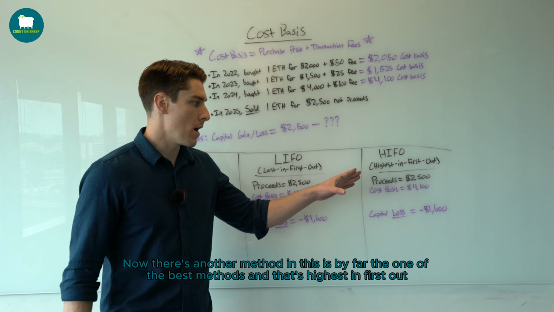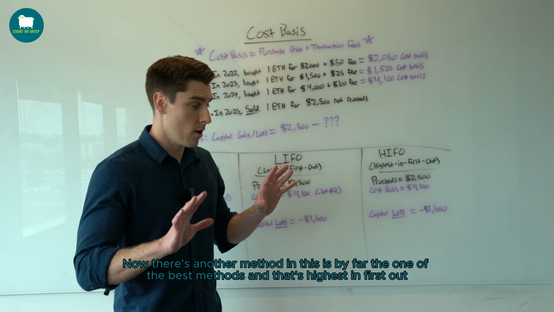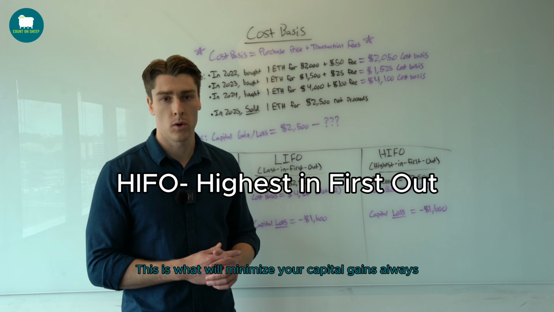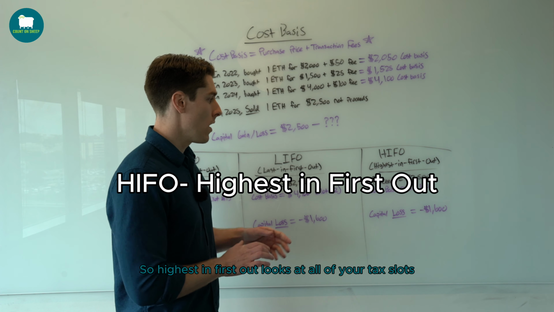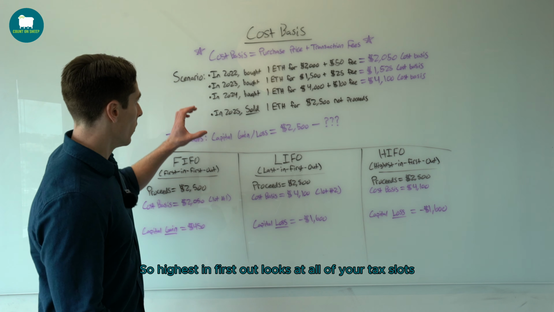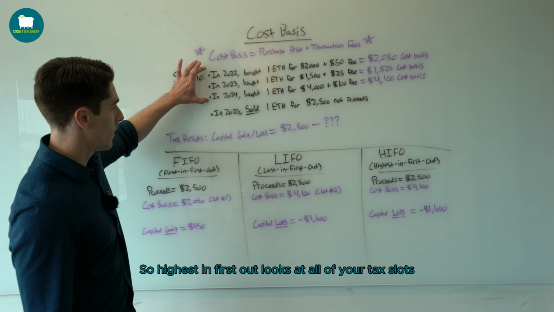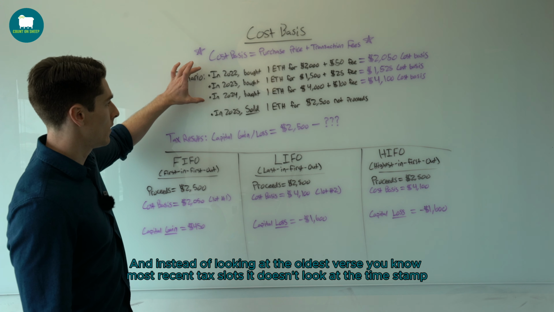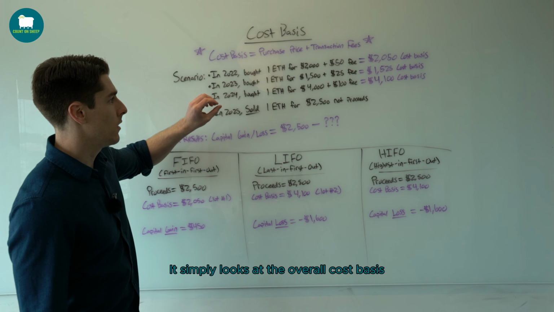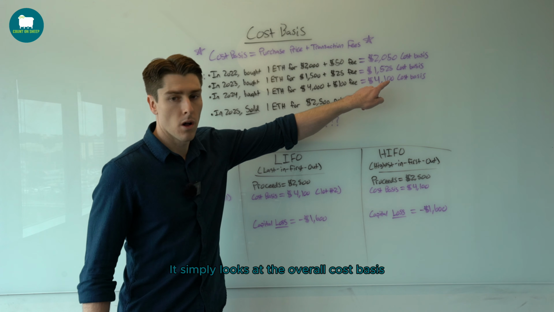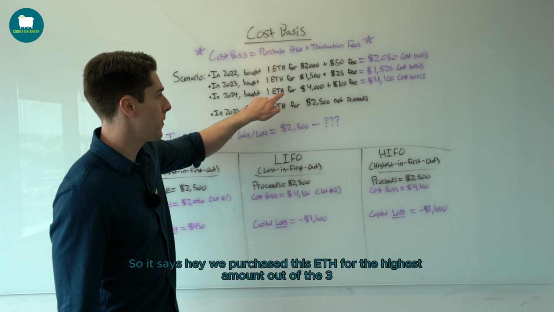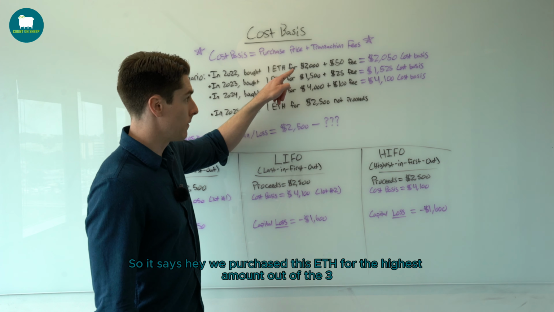Now, there's another method, and this is by far one of the best methods, and that's highest in, first out. This is what will minimize your capital gains always. So highest in, first out looks at all of your tax lots, and instead of looking at the oldest versus most recent tax lots, it doesn't look at the timestamp. It simply looks at the overall cost basis. So it says, hey, we purchased this ETH for the highest amount out of the 3.